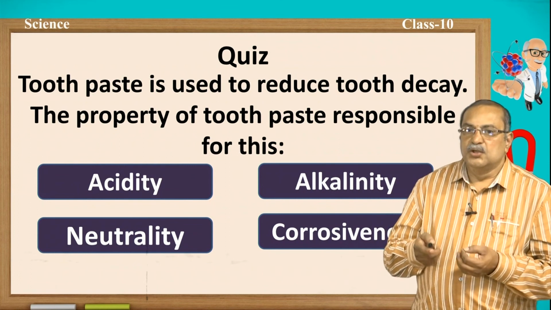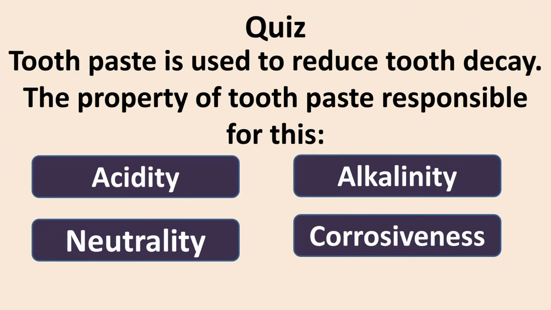Next one, toothpaste is used to reduce tooth decay. The property of toothpaste responsible for this is: acidity, alkalinity, neutrality, corrosiveness. So, these are the options. Which is the correct answer? Think.